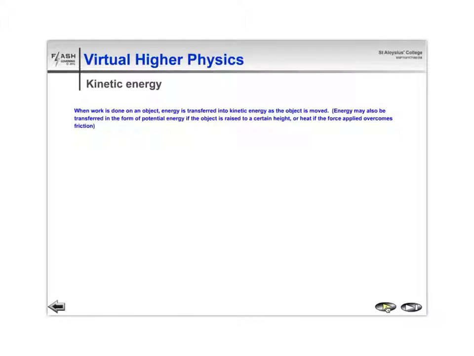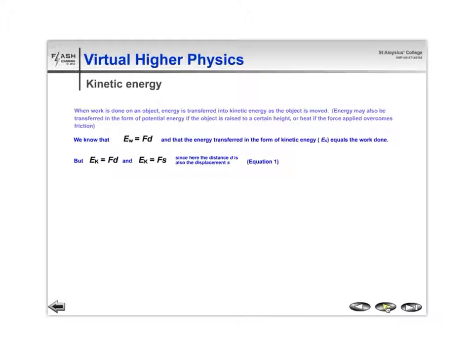We can use the definition of work done to derive the kinetic energy formula. If we look in any situation, work done is force times distance. If we have an object accelerating, then that work done is equal to the kinetic energy. So kinetic energy is force times distance.